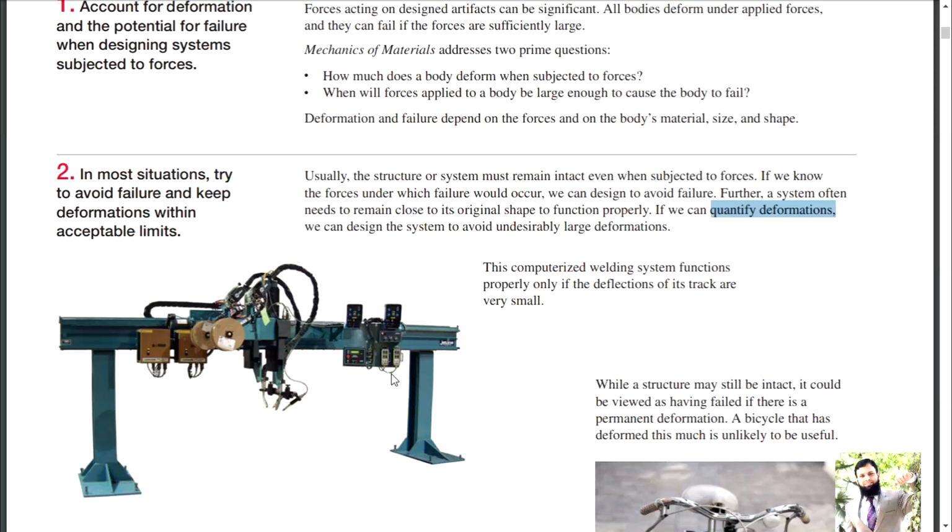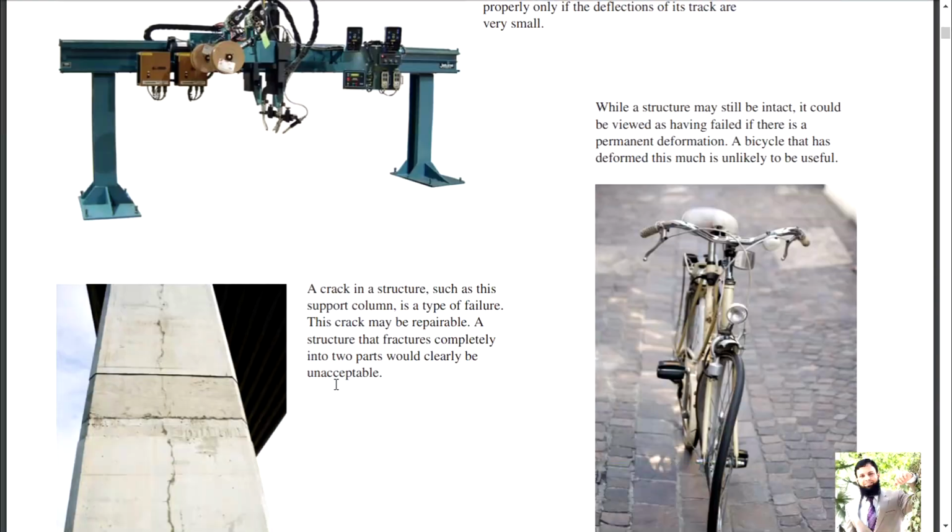This computerized welding system functions properly only if the deflection of its track is very small. You can see that it is a very precise electrical and mechanical system. If there is a deflection and that deflection is a little larger, then this precision will be almost totally devastated.